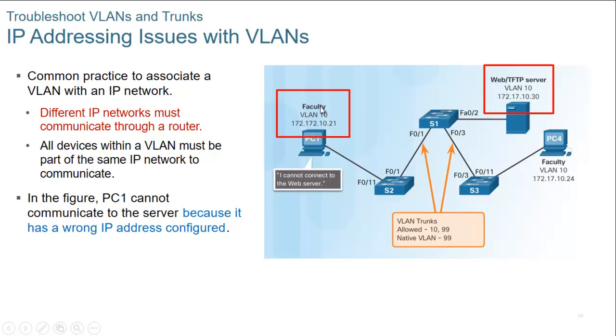PC1 is in the faculty VLAN, which is VLAN 10, and the IP address given to PC1 is 172.172.10.21. The web server here is also in VLAN 10, but the IP address is in the wrong subnet. So even though they are in the same VLAN, they have different subnet addresses, so they cannot communicate with each other.